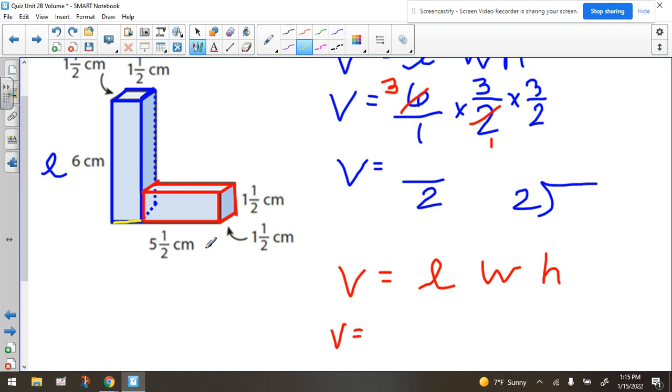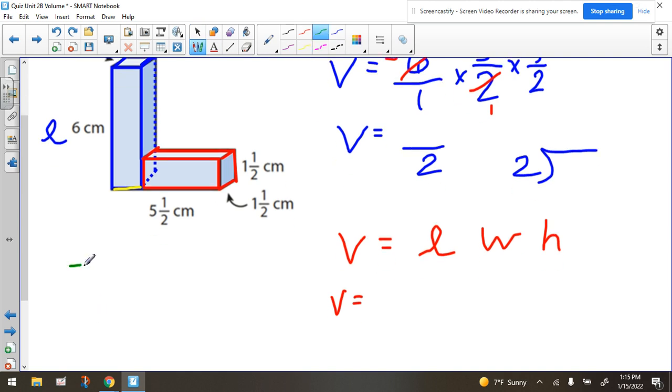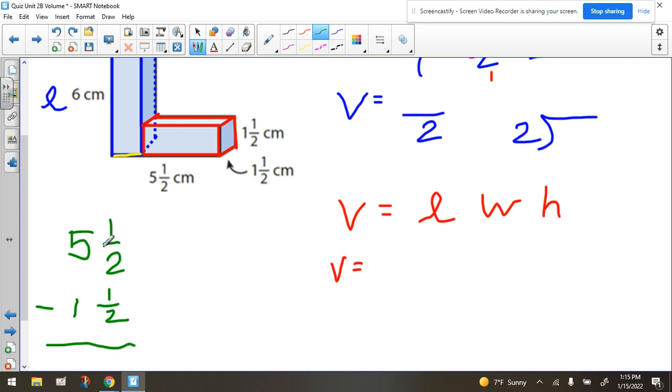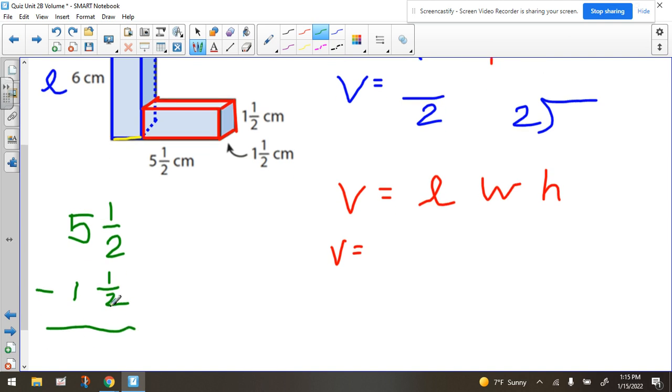So let's do that. 5.5 minus 1.5. So a half minus a half gives us nothing. We can either put a 0 or not put anything. And then this minus this, you're going to put that value right here. And I'm not going to tell you what it is because you're going to figure that out on your own. But you're going to put that value and you subtract right here. That will be the length of this red rectangular prism.